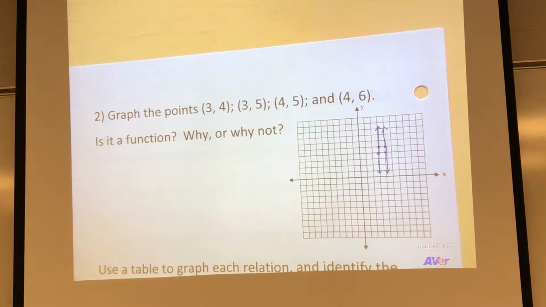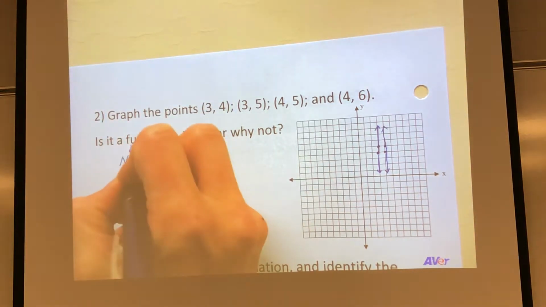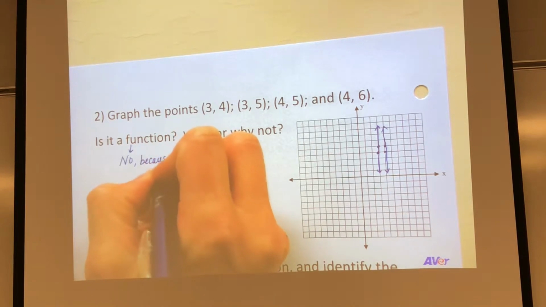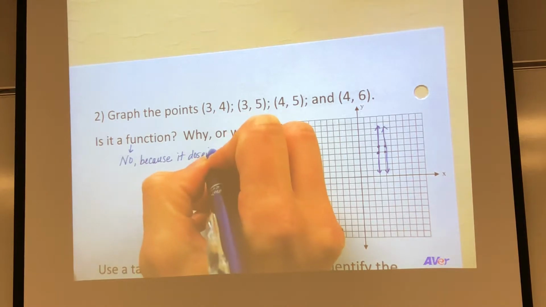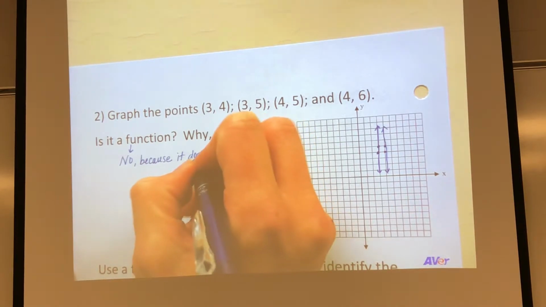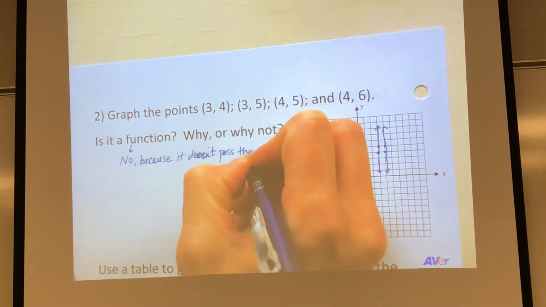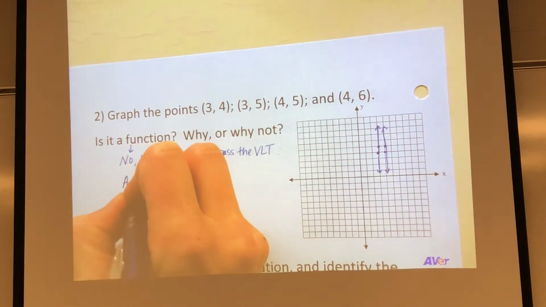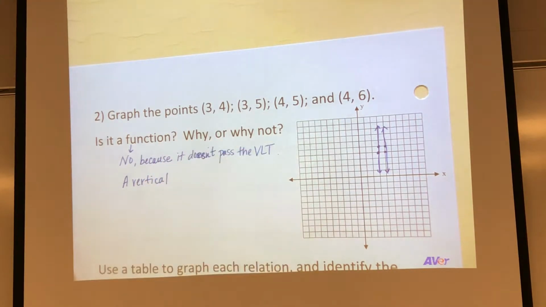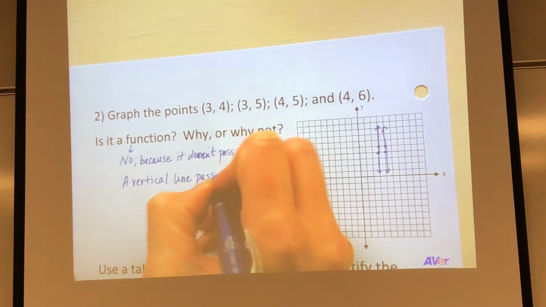In this case, since our x values repeated, we would say that no, it is not a function because it does not pass the vertical line test. I misspelled doesn't. Doesn't pass the vertical line test. And why is that? Why does it not pass? Well, because a vertical line passes through more than 1 point.